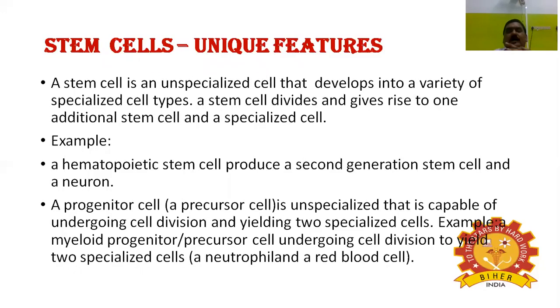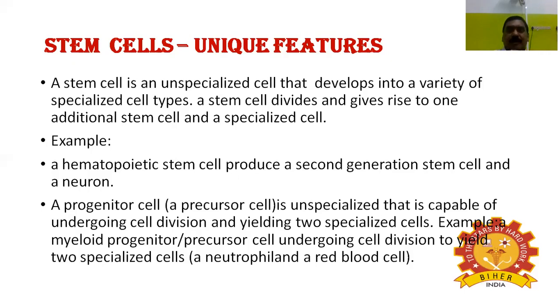Next, I'm coming to the unique features of stem cells. Already we have discussed what a stem cell is and its unique features. Now the points may be extended. A stem cell is an unspecialized cell that develops into a variety of tissue types or organ types, especially specialized cell types. A stem cell divides and gives rise to one among the cells, additional stem cells and specialized cells.